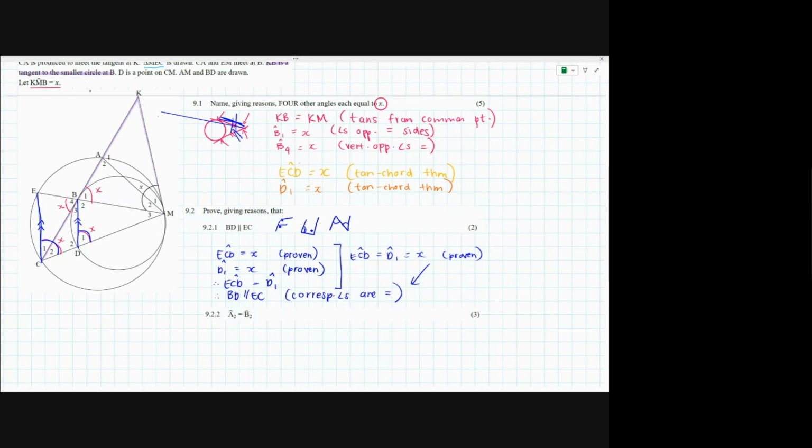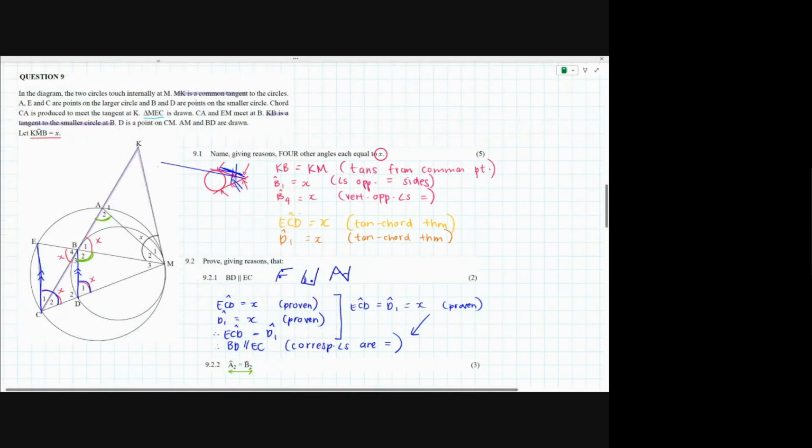So the next question is asking me to prove that angle A2 is equal to B2. So here's A2. Here is B2. I want to prove that those two are equal to each other. Now, this is worth 3 marks, which likely means that I'm going to have to do a little bit of working out. Okay. Now, what I want you to remember is that I'm going to give you a little hint, and then I'm going to let you think about it.